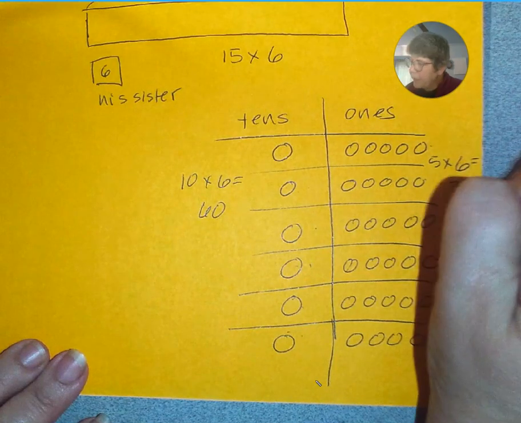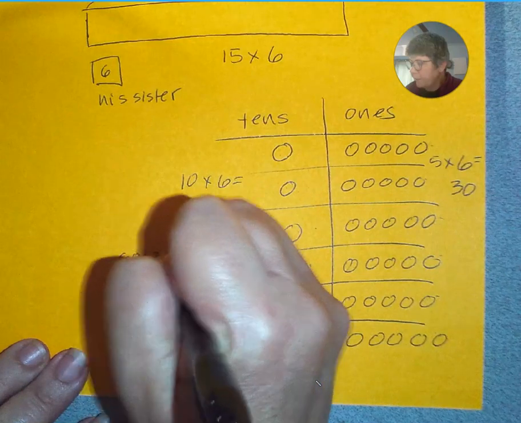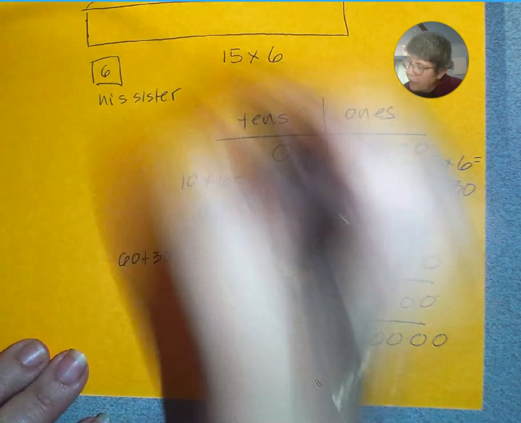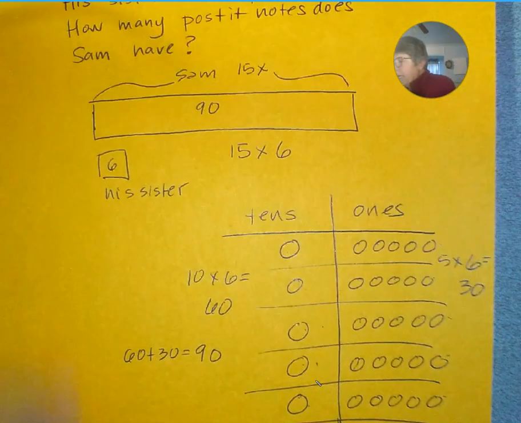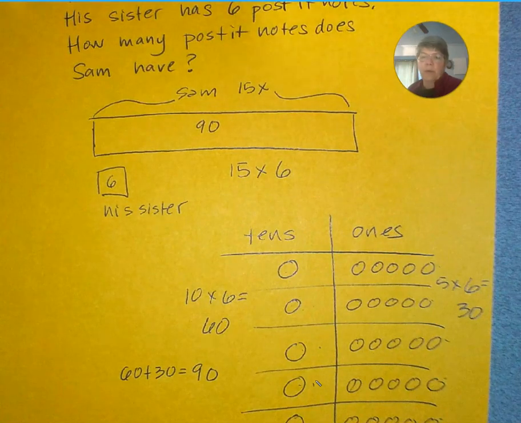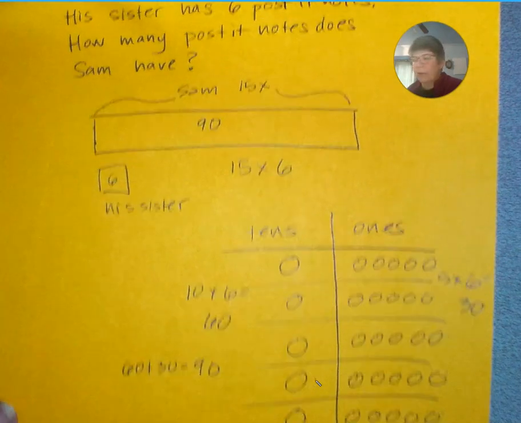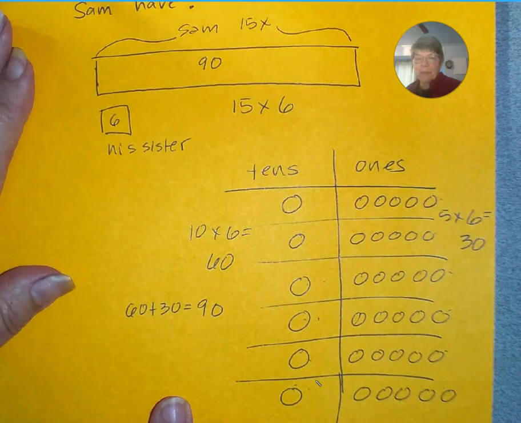That's 30. And of course I have to put it back together. 60 plus 30 is 90. So he has 90 Post-it notes. And his sister has 6, because he has 15 times more than she does. Lucky guy with all his Post-it notes. Might be good to write this down, and you can pause me right here to do that.